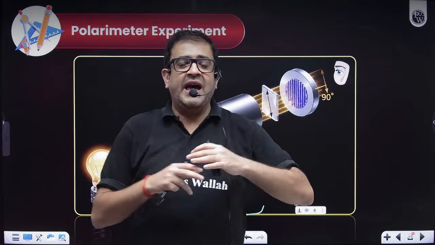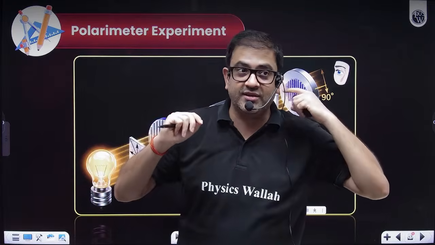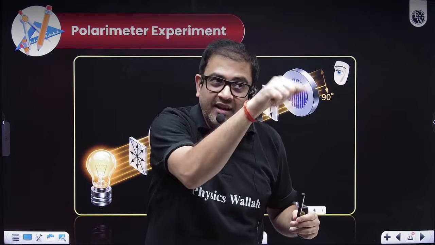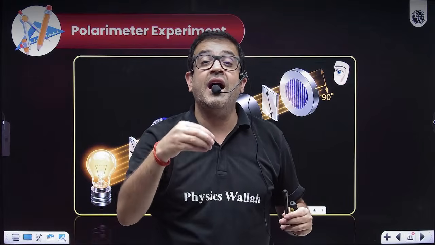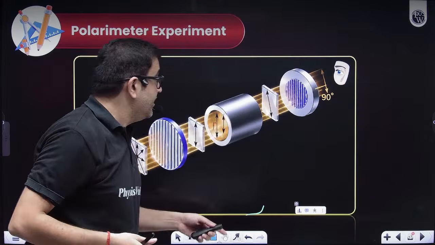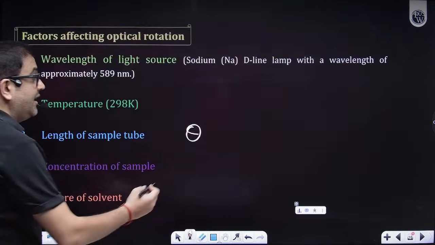In my days, back in 2007 at NIT Kurukshetra, it was analog, so we just had to read the angle. But these days you have a digital polarimeter, so the value of theta can be easily seen. So if we change this length, then theta will change. How? Experimentally it has been seen.